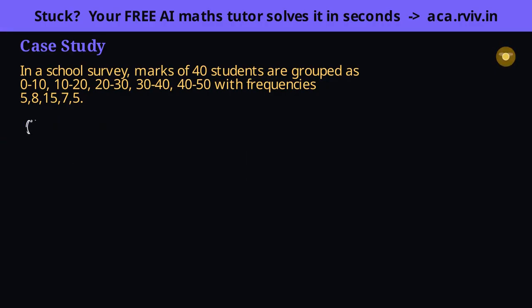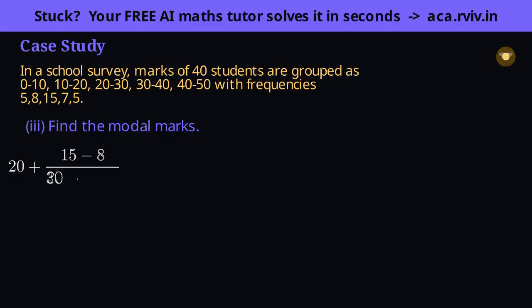The mode lives in the tallest bar. The frequency 15 is the highest, so 20 to 30 is the modal class. Substitute it and its two neighbors into the mode formula. With the modal class 20-30, the mode comes out to about 24.67 as well. And notice, all three measures land right around 24.7, the clean signature of a nearly symmetric distribution.